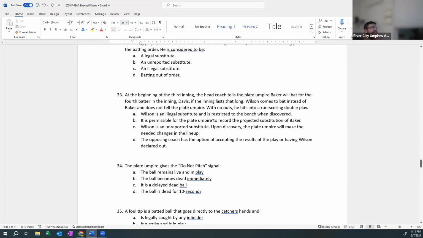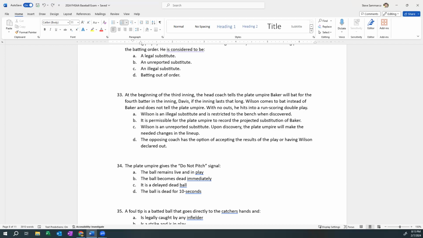All right. At the beginning of the 3rd inning, the head coach tells the plate umpire Baker will bat for Davis, the 4th batter in the inning, if the inning lasts that long. Wilson comes to bat instead of Baker. He does not tell the umpire. With no outs, he hits into a run-scoring double play. What's the ruling? What's the ruling here, guys?